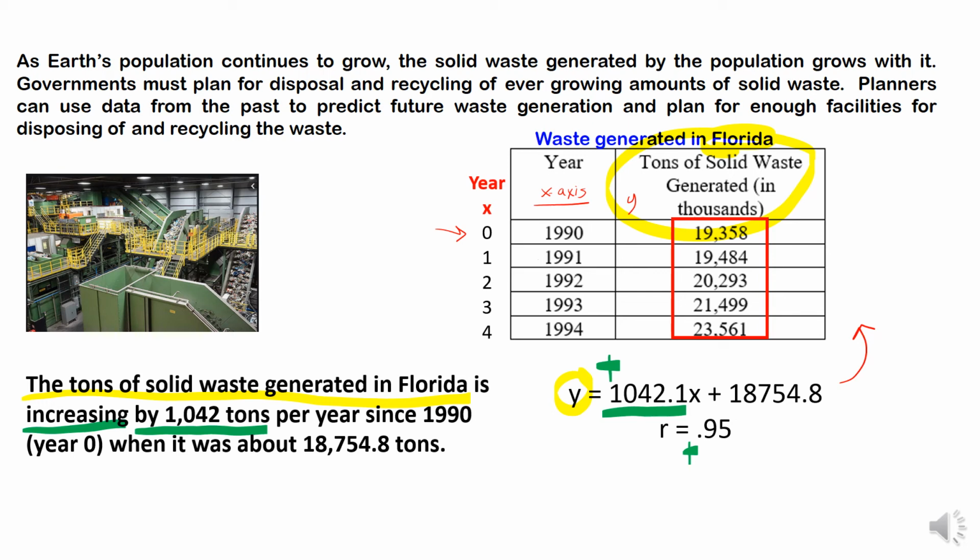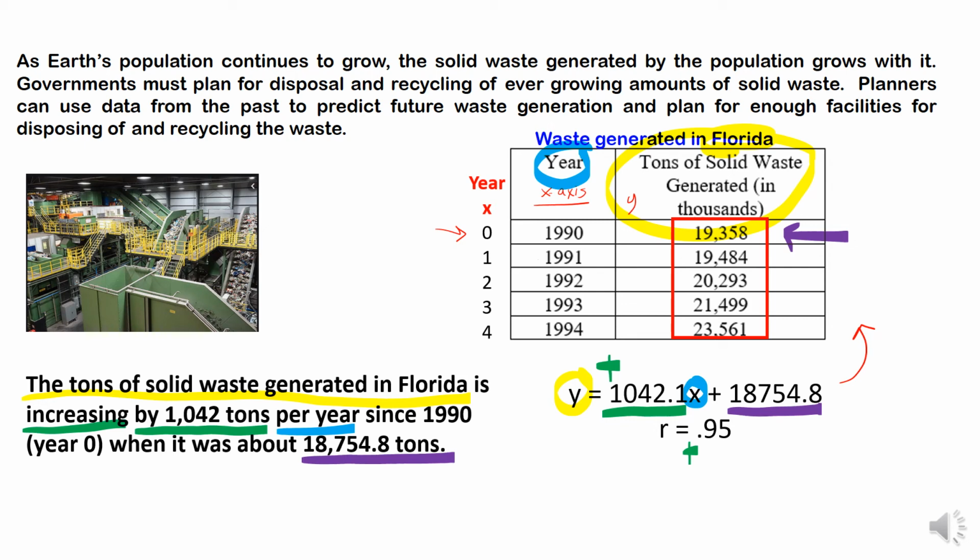And the next thing we want to mention is per year, and that is our X value. We can see right here, there's X. So per year, it's going up. And then it says since 1990, year 0, when it was about 18,754 tons. So right here, we're looking at our y-intercept, okay? Notice that this is not the same as our y-intercept here, okay? It's not always going to be. We talked about how the linear regression equation does not always match exactly the y-intercept.